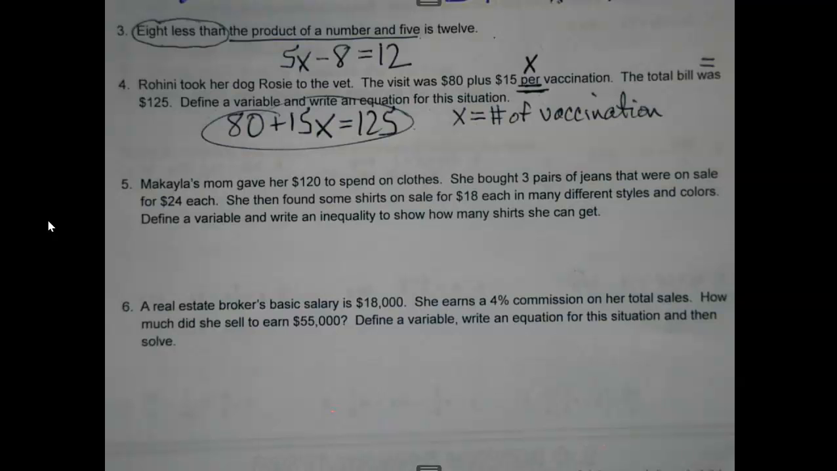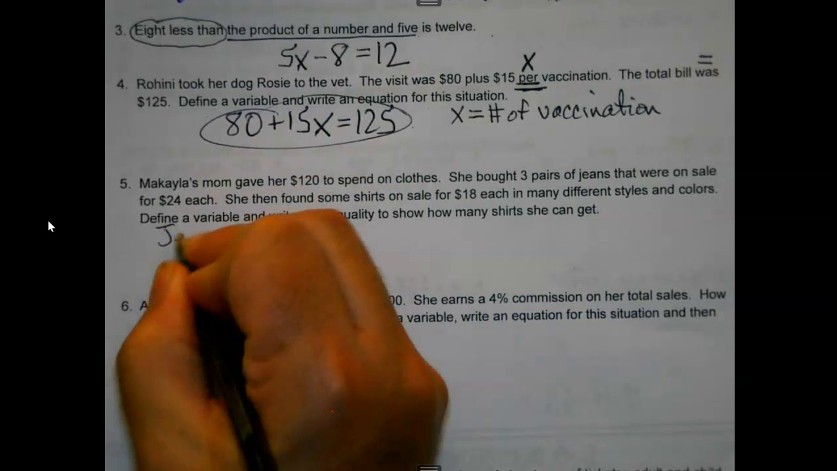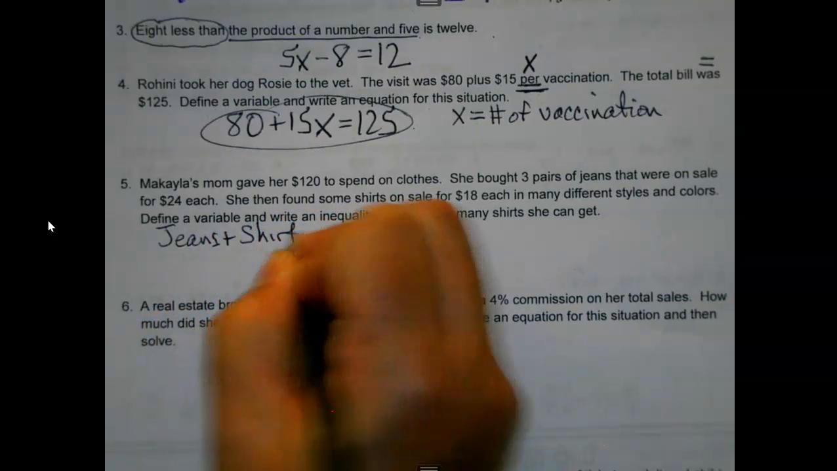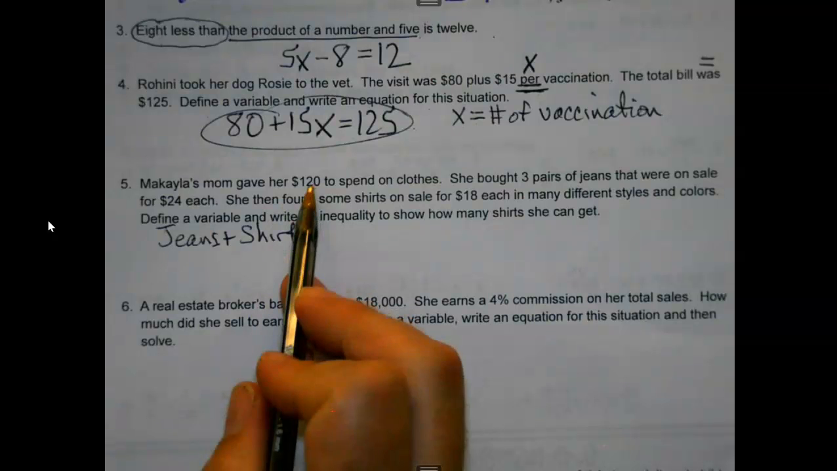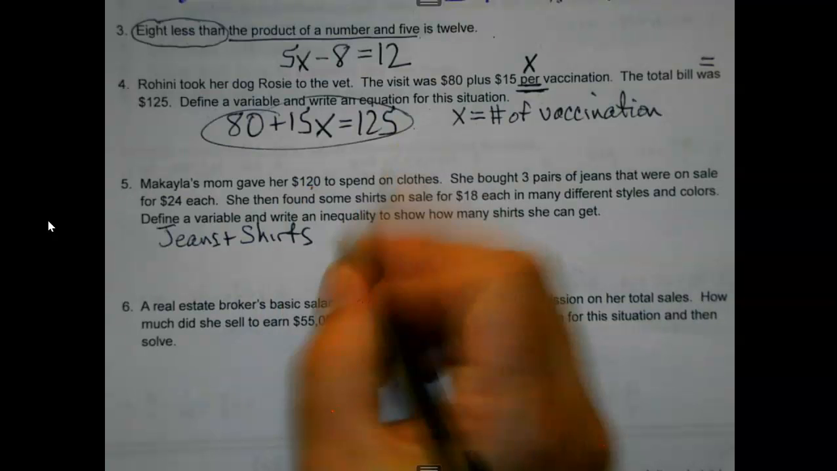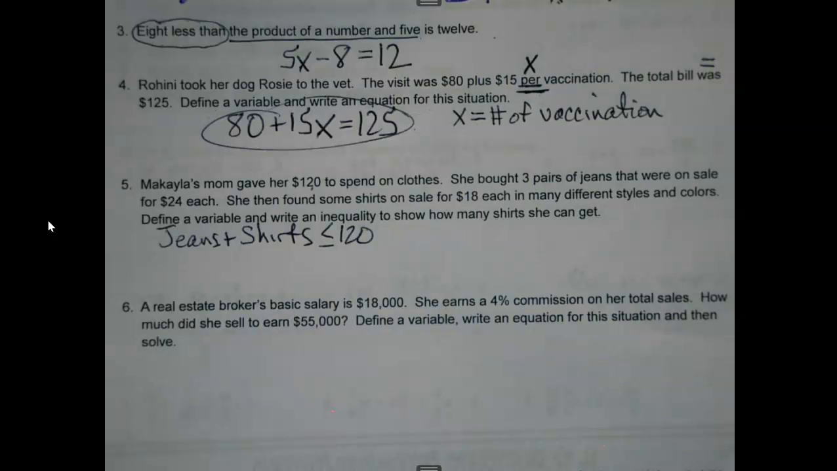Okay, so this is just me. Everybody's got to do their own thing. I like to put things in words before I start putting numbers with stuff. So to me, I look at this and I say, okay, she bought some jeans and she bought some shirts and she's got $120 at most to spend, so she's got to be less than or equal to 120. That's just kind of my game plan here.